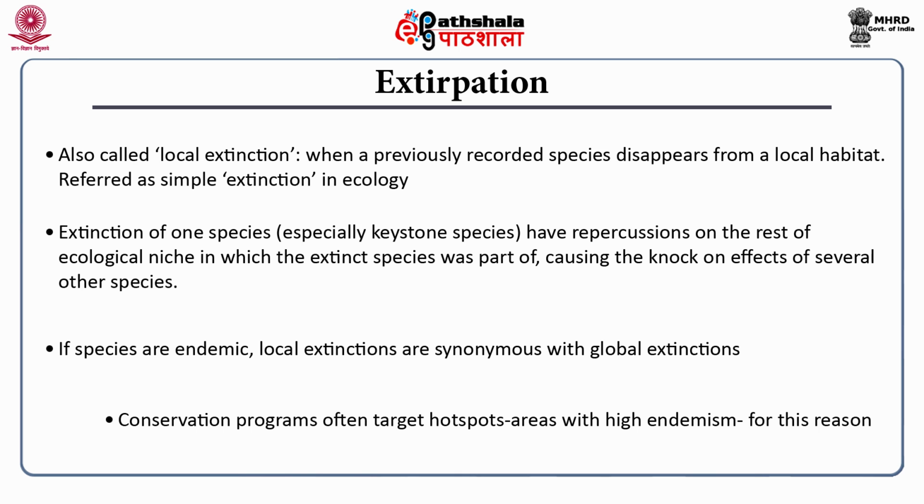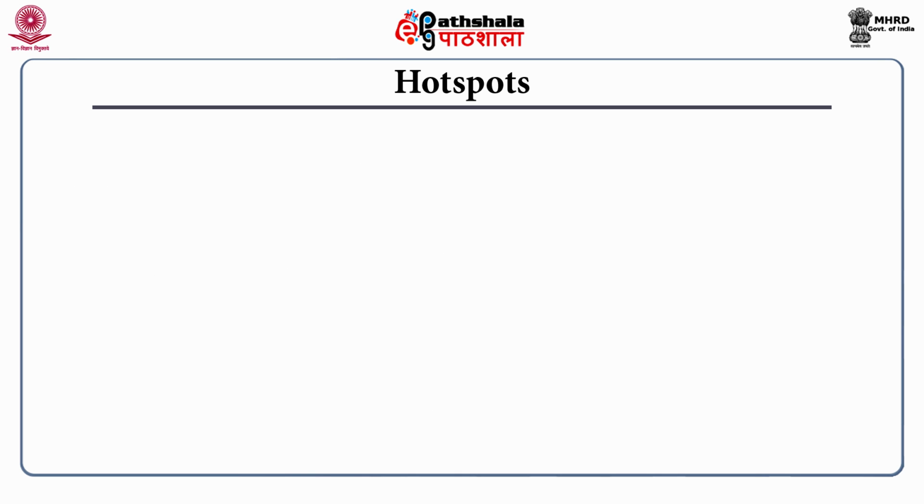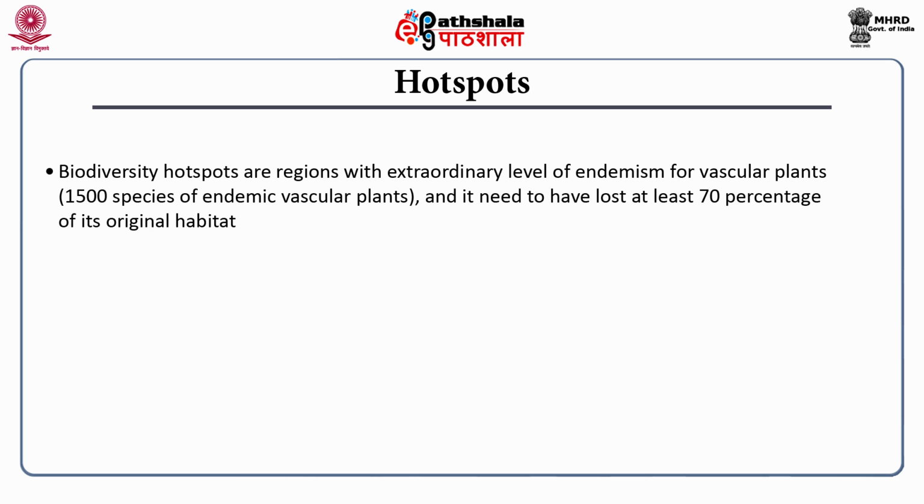So, that is the reason conservation programs are often biased towards hotspots, the areas with high numbers of endemic organisms. So, what are the hotspots? Biodiversity hotspots are regions with an extraordinary level of endemism for vascular plants. So, by definition, the biodiversity hotspot is skewed towards vascular plant diversity.